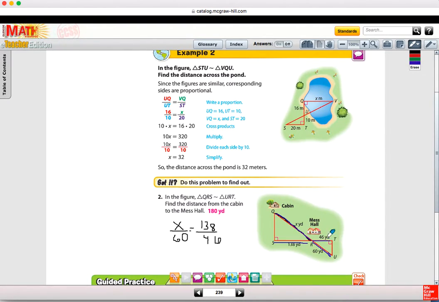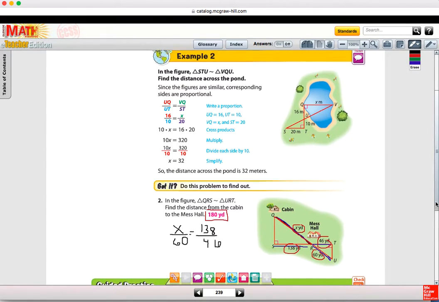I could have started with 46 over 138 equals 60 over X. You can write it however you want, but when you cross multiply and divide, you should get 180 yards no matter how you set up the proportion. And that's a distance of 180 yards from the cabin to the mess hall.